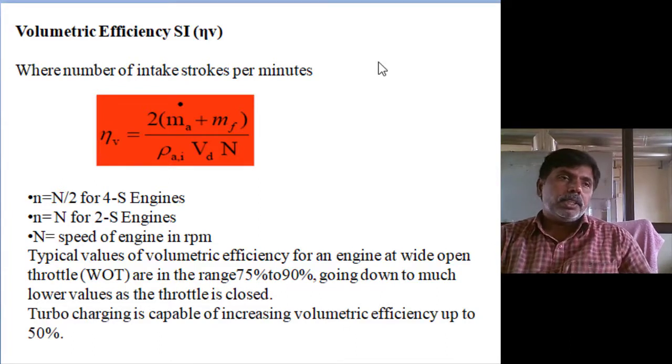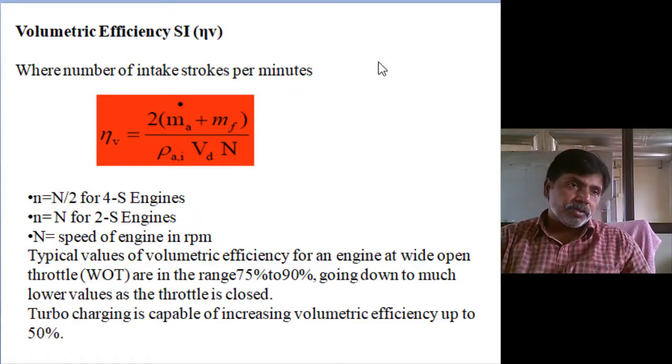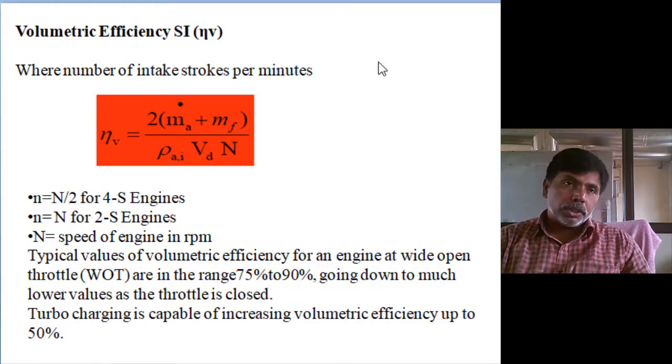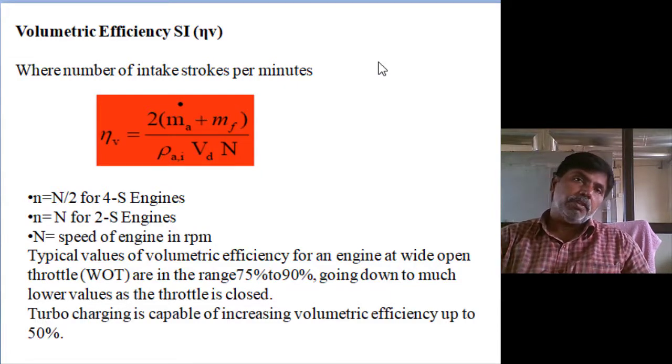Because in spark ignition engines we are not using any turbocharging or supercharging. Why? Because it leads to knocking and detonation of the engine. Unnecessary vibrations are created, and damage of the valves, piston rings and cylinder head will take place. So generally in spark ignition engines we are not doing supercharging. The spark ignition engine volumetric efficiency varies from 75 to 90.